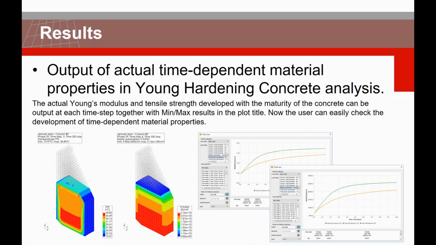For time-dependent materials, the outputs which are subjected to maturity or aging, such as Young's modulus or tensile strength, now you can have those evolutions in the output, and you can see how things are evolving during time, and you can monitor that based on your model code or reference that you have in the analysis to see what would be the final gained strength of your structure.